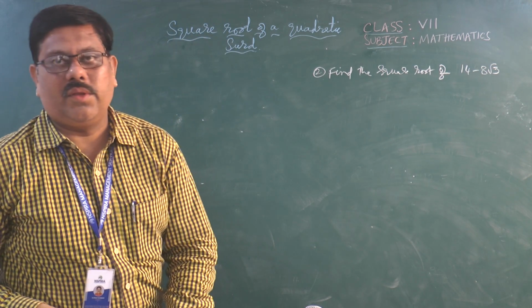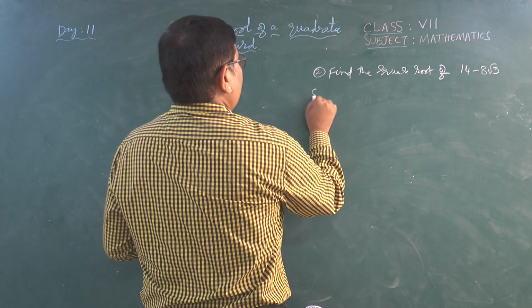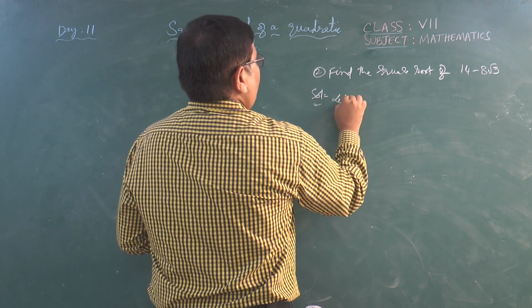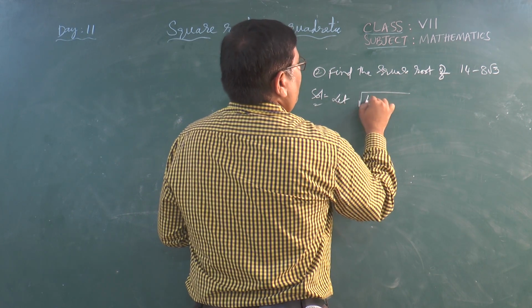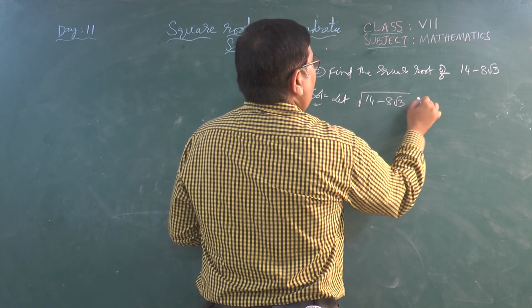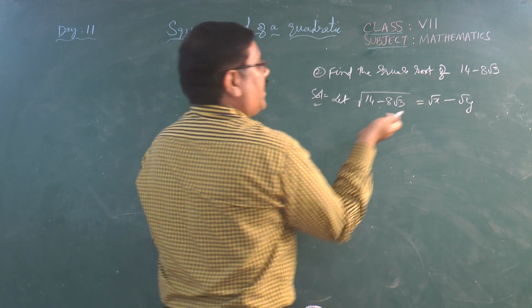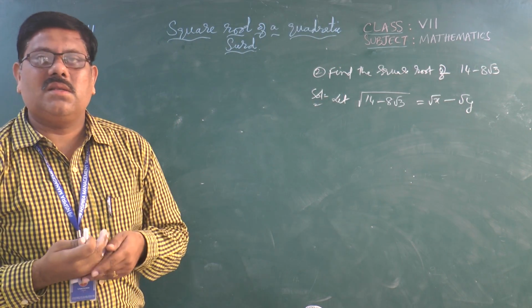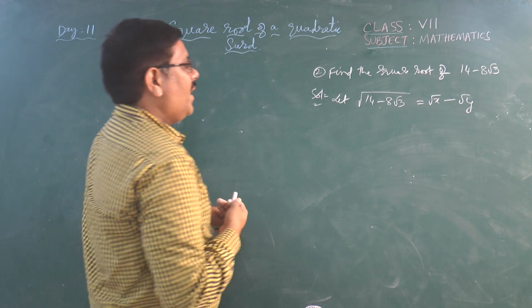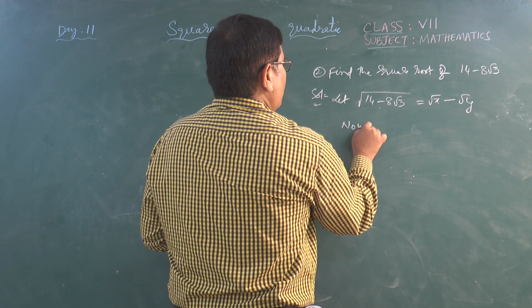14 minus 8 root 3. Same way, let us take root over 14 minus 8 root 3 as root x minus root y, because the sign between them is minus. Instead of plus, we will take it as minus, root x minus root y. Now, here also the same thing.